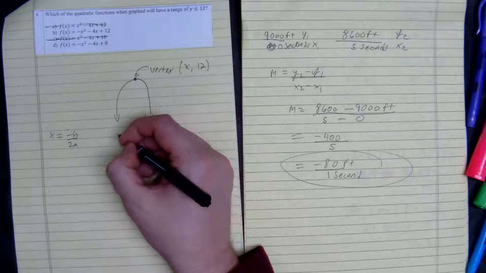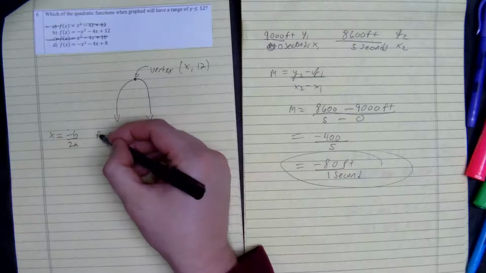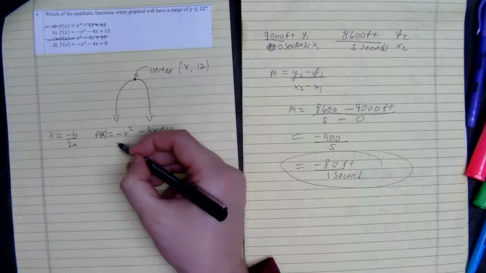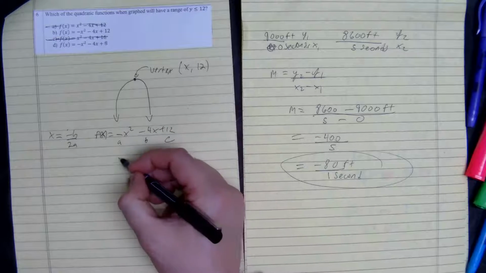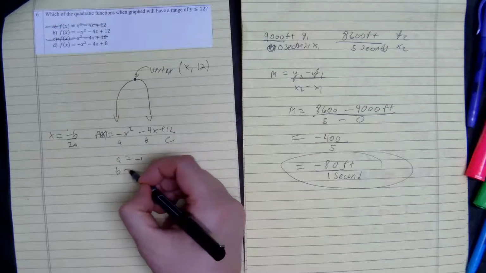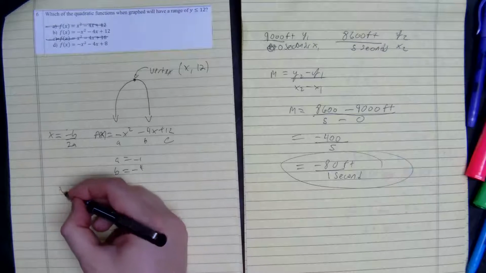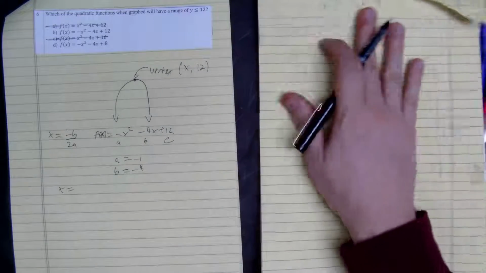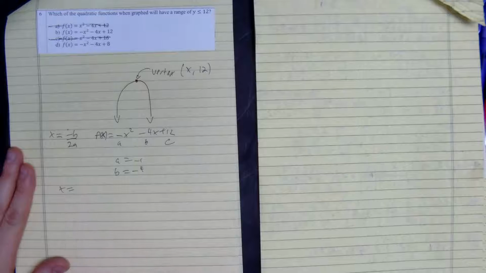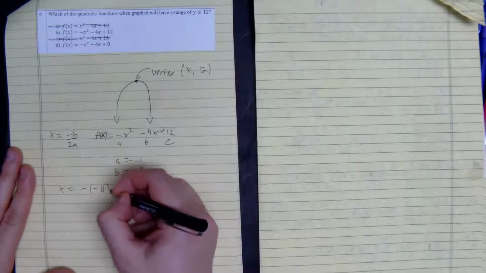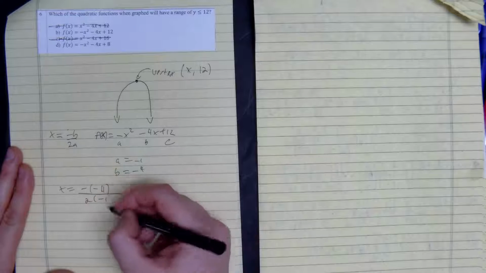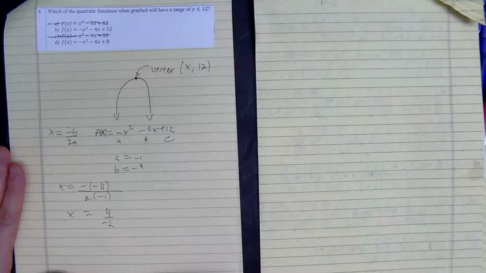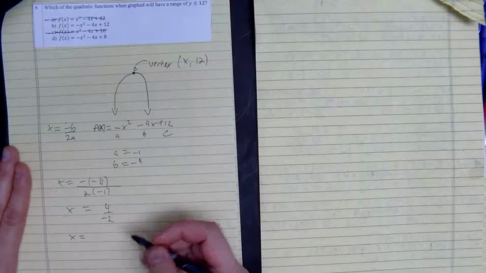First equation, so we're going with letter B, negative x squared minus 4x plus 12. A, B, C, so our a is equal to negative 1, and our b is equal to negative 4. That's all we need. So our x value is equal to negative b over 2a, so x is equal to negative 4 divided by negative 2, which gives x is equal to negative 2.